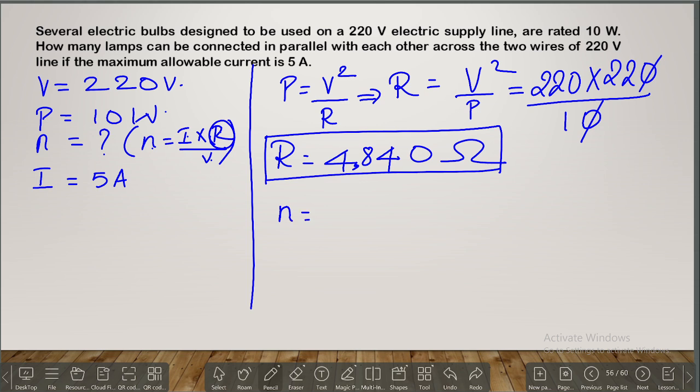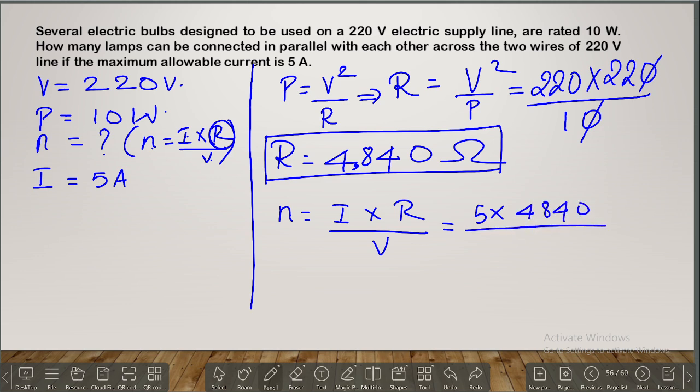So N is equal to I into R by V. What is the value of I? I it is going to be 5 ampere. And what is the value of R we calculated?